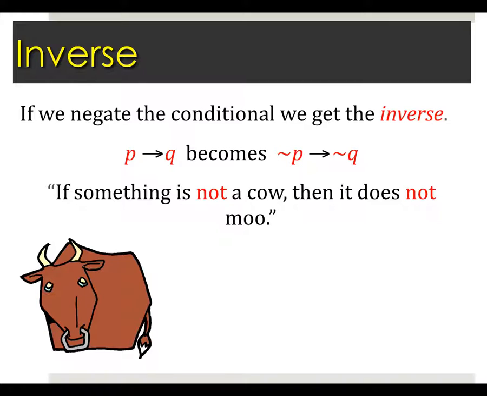Inverse. Now, instead of just switching the order, we're not going to switch the order at all. We're going to do what's called negating each of those things. That's what the little tilde means. It means putting a not in front of it. Okay. I am happy. I'm not happy. I'm not happy. I'm happy. It's the opposite of what we're talking about. If something is not a cow, then it does not move.